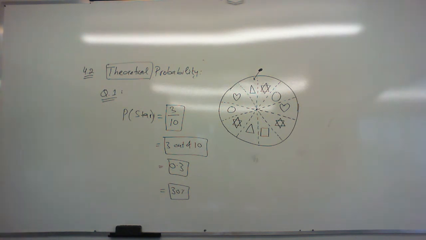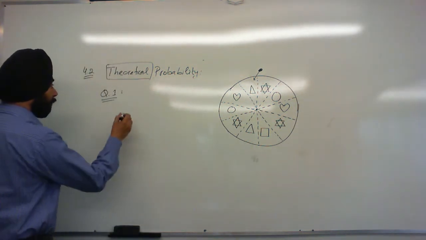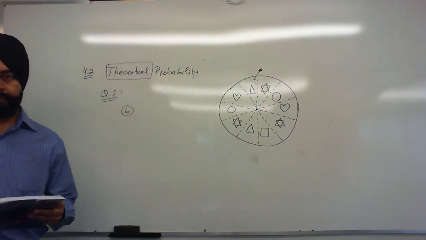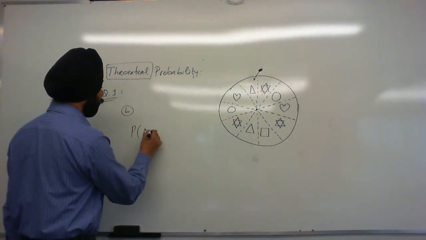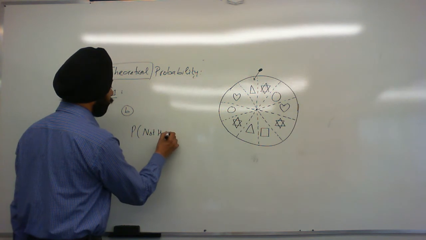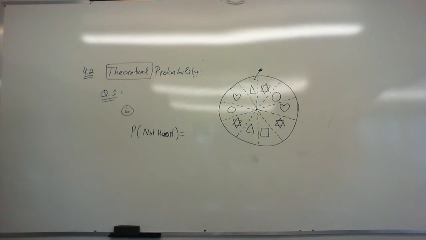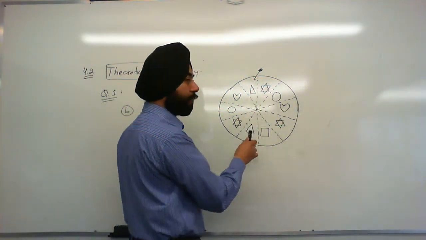Then part B of this question. What's the probability that the spinner will not stop on a heart? Probability of not a heart. How many things are there that are not a heart? 8. How many hearts are there? 2 hearts. That means 8 of them are non-hearts.